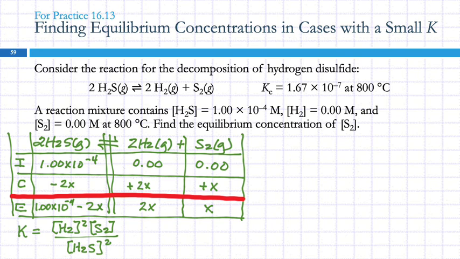And so then we're going to plug our numbers in. 1.67 times 10 to the minus 4 is equal to, okay, so H2 squared, that's 2x, the quantity squared. And then we've got x for the sulfur. And this is divided by 1.00 times 10 to the minus 4 minus 2x. And that is squared.